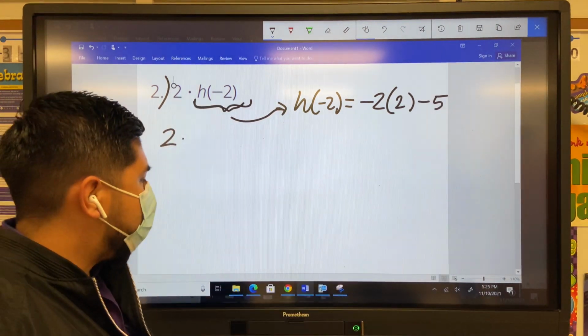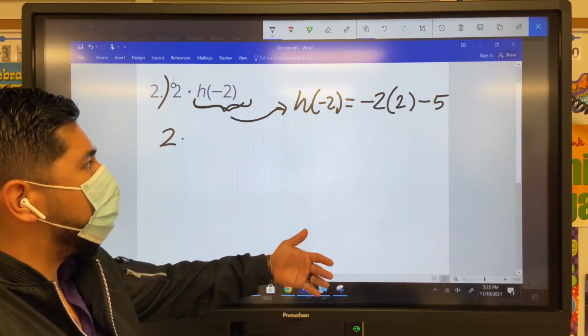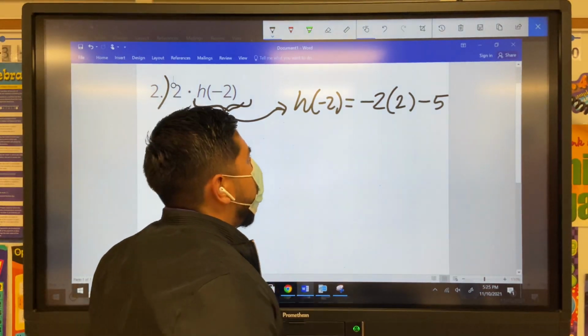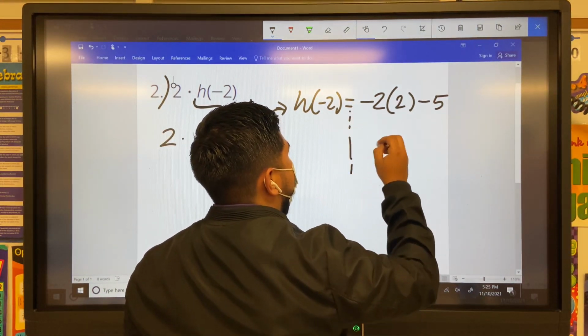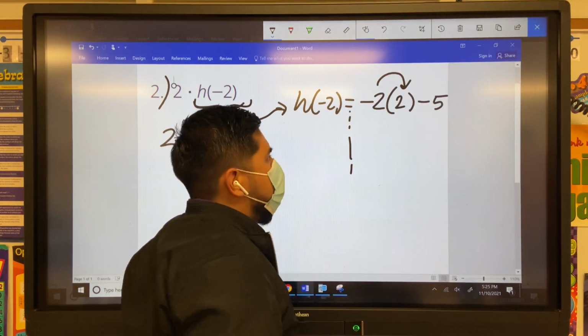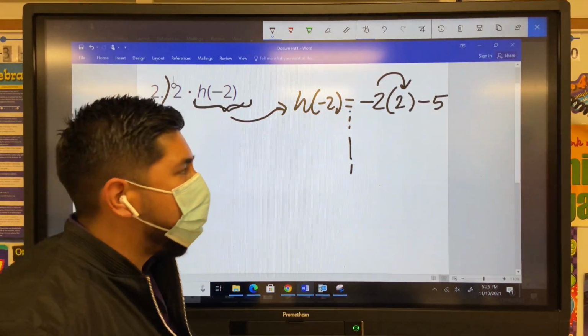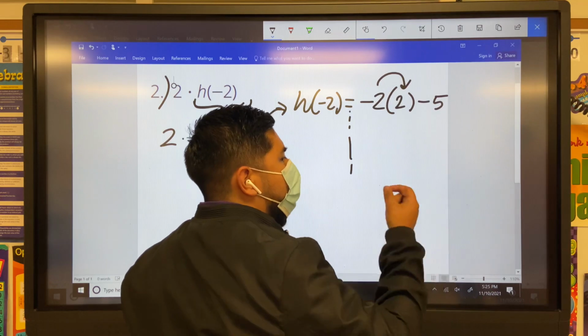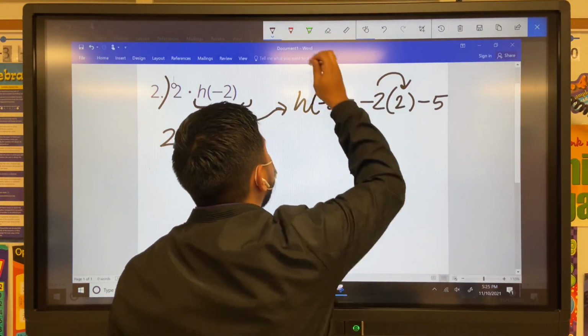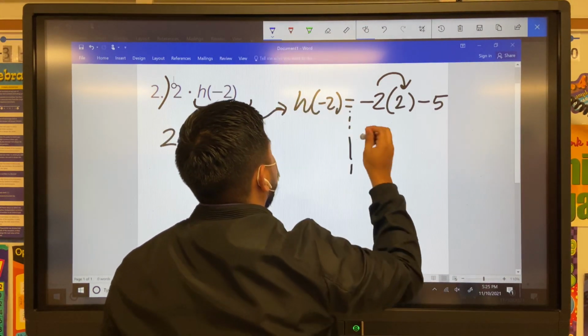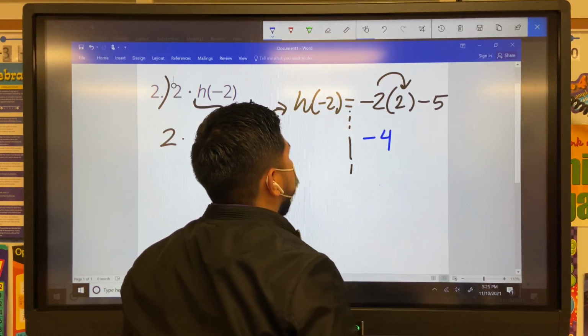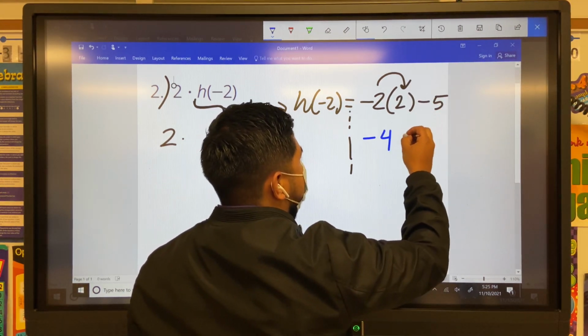We do the arithmetic. Can't exit out of here because I need it for my calculator. But for my rock stars, my all stars, PEMDAS, distribution first. Negative 2 times 2. Take out your calculator. Negative 2 times 2 is negative 4. Bring down this minus 5.